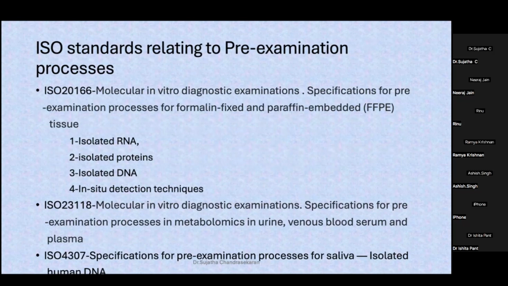There is one more, ISO 23118. This is for pre-examination processes. Again, molecular metabolomics in urine, venous blood, serum, and plasma. If these are the samples, then 23118 will be in use. ISO 4307 is for saliva, where isolated human DNA from salivary samples is used for various molecular genetic testing.